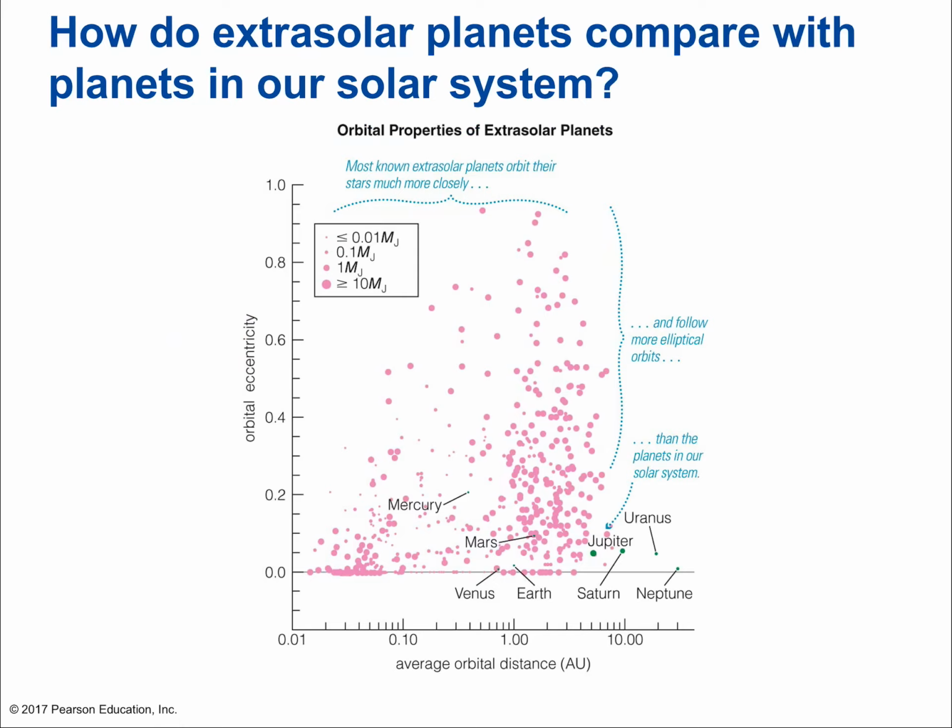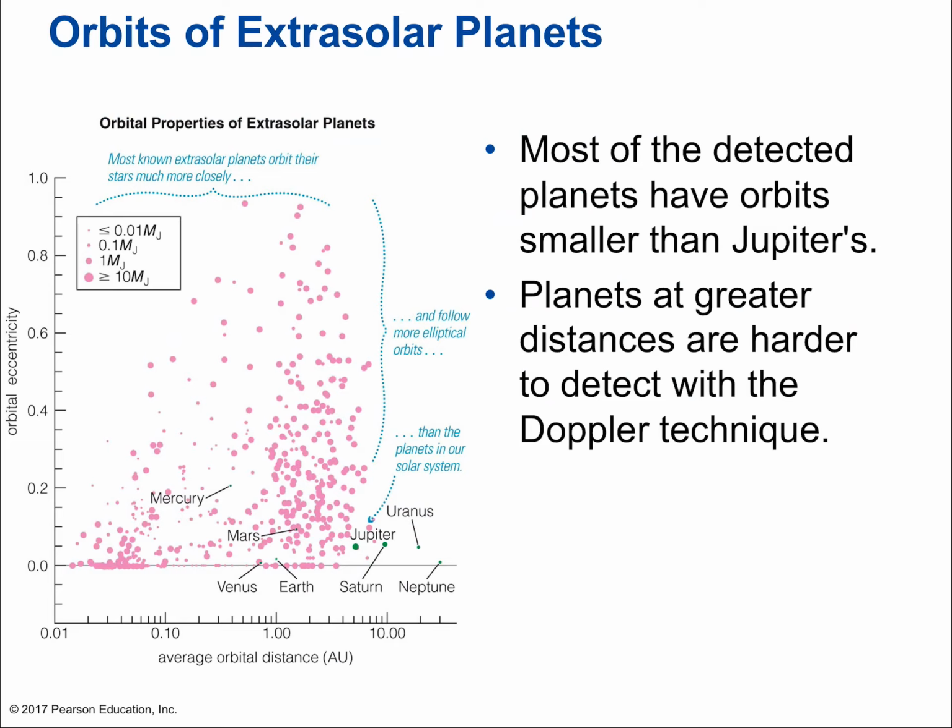So how do extrasolar planets compare with planets in our solar system? I've already established that there are definitely more eccentric orbits out there in the average solar system than we have in our solar system. But what other differences might we find? Most of the detected planets have orbits smaller than Jupiter's. Now that might just be a bias of our techniques, because it's going to be hard to find planets with orbits larger than Jupiter's because the orbital period is so long. If we look at the orbital period of Uranus and Neptune, we're talking over 100 Earth years.